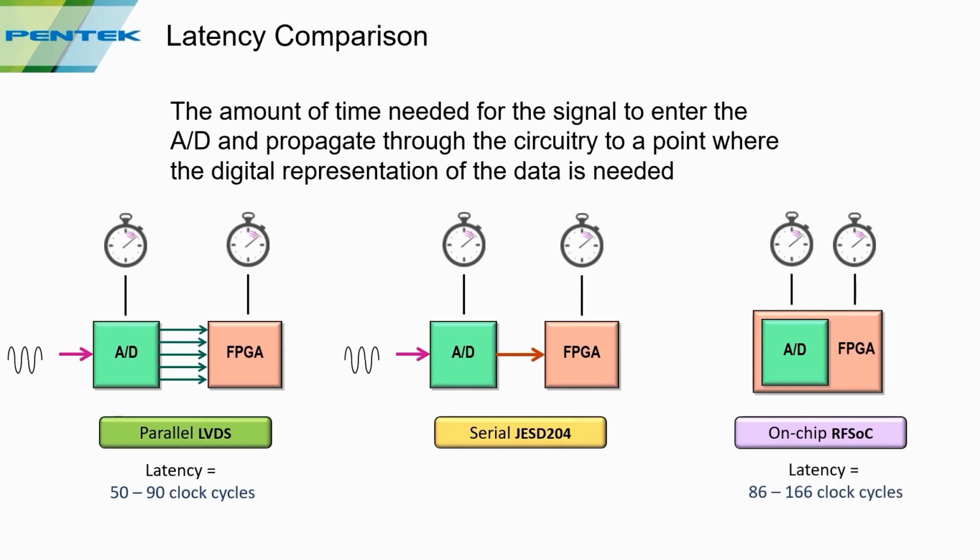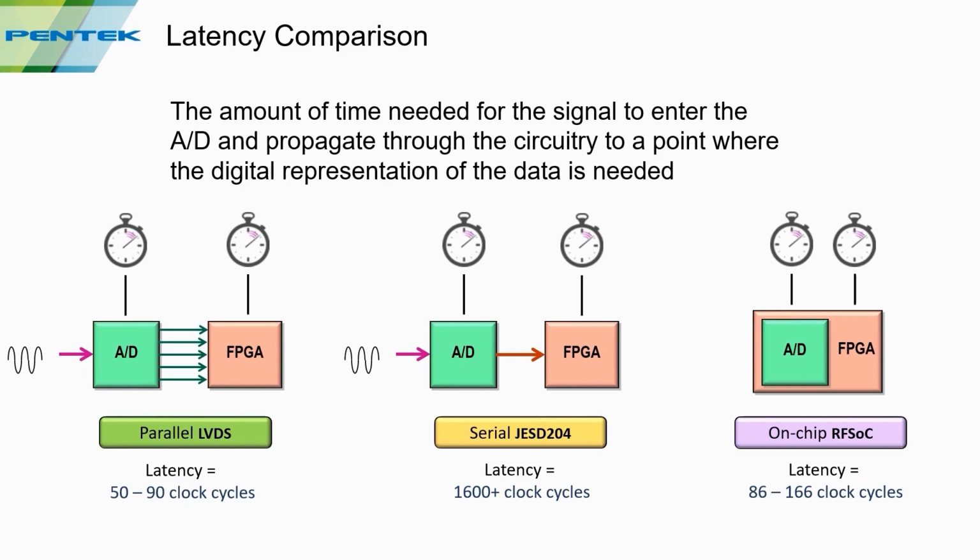The serial interface, though, has the longest latency, many times more than the parallel or the RFSoC. And this is because the process of serializing that data using the JESD 204 protocol, then receiving it at the other end, deserializing it and then lining it all up takes a fair amount of processing. So if low latency is a requirement for your application, serial really isn't the solution.